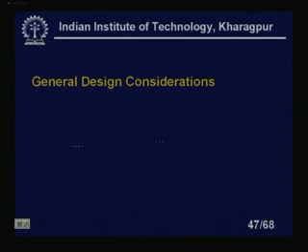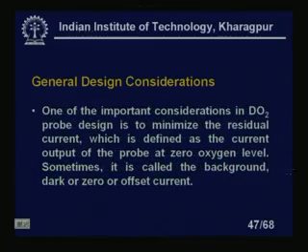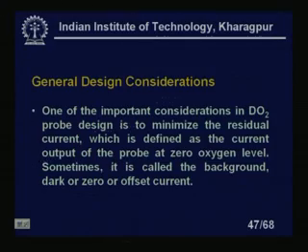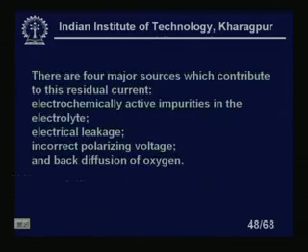Now, general design considerations. One of the important considerations in DO2 probe design is to minimize the residual current, which is defined as the current output of the probe at zero oxygen level. That means when there is zero oxygen level, but you may immediately ask the question, how will you know that the oxygen concentration in the bulk liquid is zero? We will show how you can make it zero. Sometimes it is called the background, dark, zero or offset current. I should say the dark current is the more appropriate name.